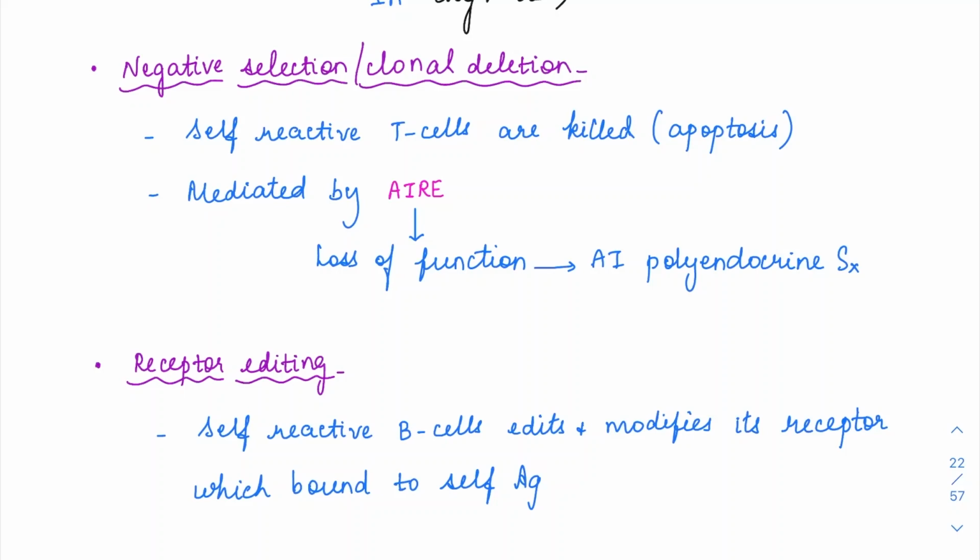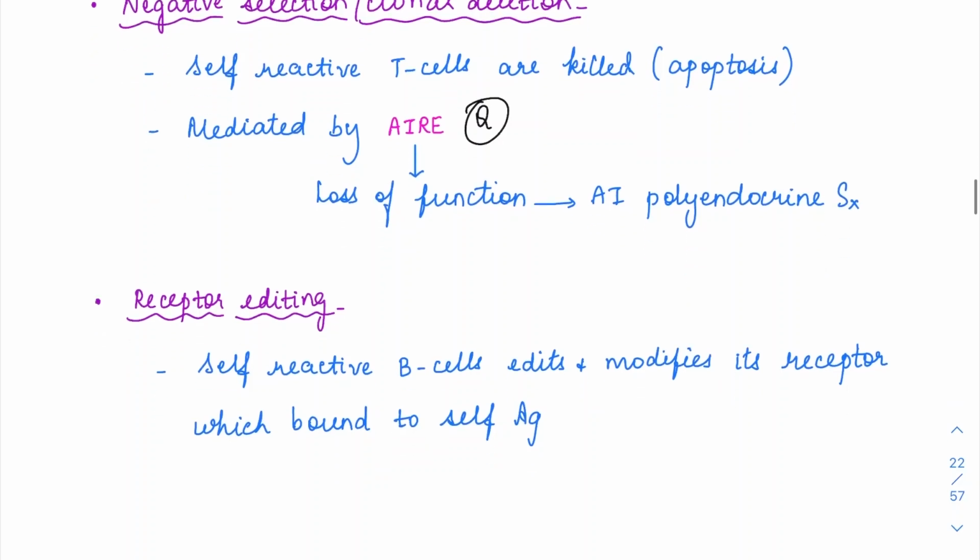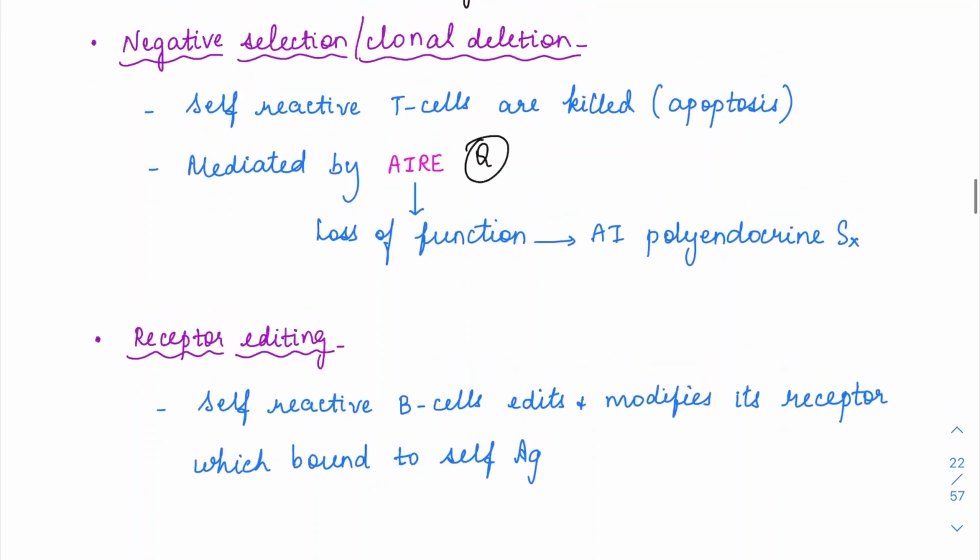In the thymus, we have a gene called the AIRE gene. AIRE stands for autoimmune regulator gene. This AIRE gene is going to express some self antigens and test the T cells present in the thymus. Whatever T cells were acting against these self-reactive antigens are going to be killed by apoptosis, so that they don't enter the peripheral circulation. So this AIRE gene is responsible for negative selection or clonal deletion.